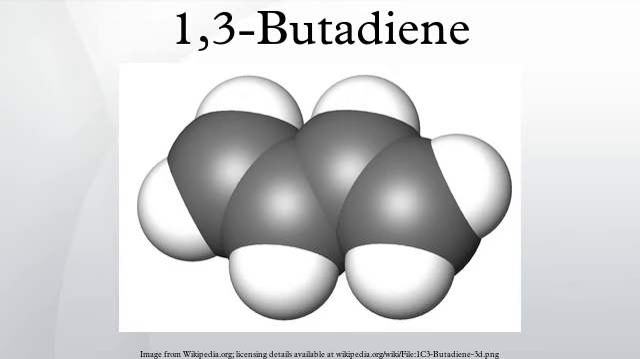1,3-butadiene is a simple conjugated diene with the formula C4H6. It is an important industrial chemical used as a monomer in the production of synthetic rubber. The word butadiene usually refers to 1,3-butadiene, which is the structure H2C=CH-CH=CH2.